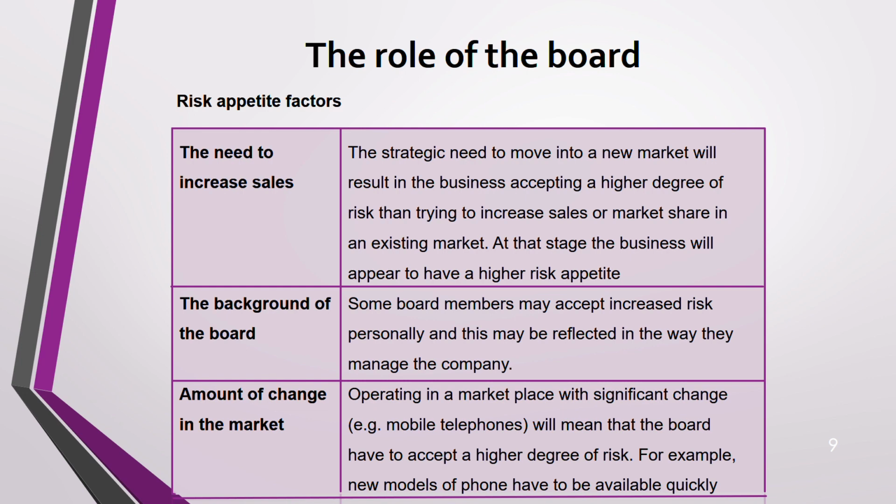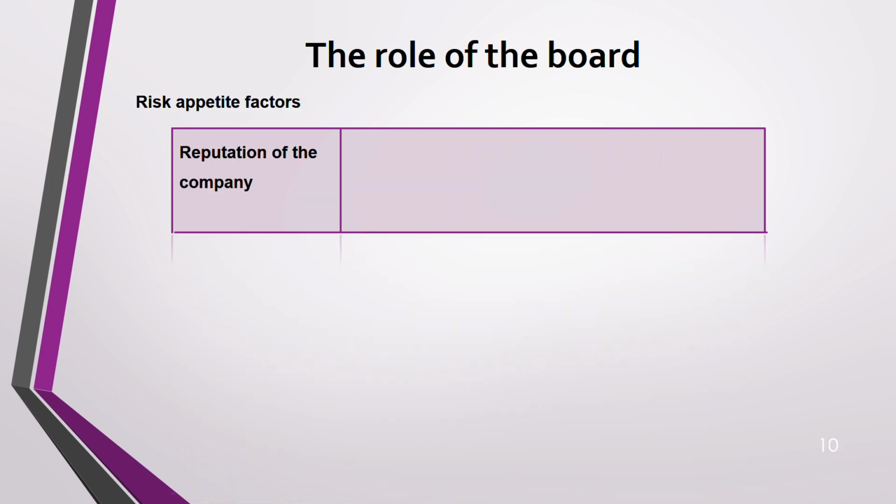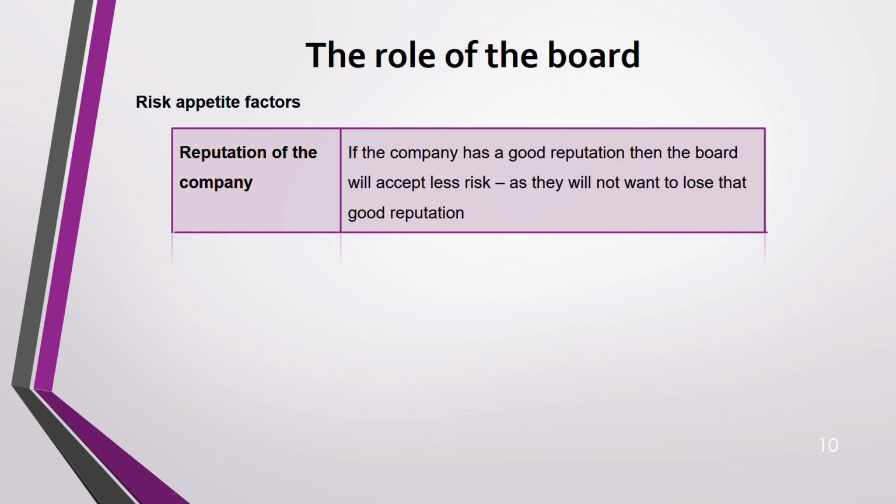Where significant change is required, you are dealing in a market with a higher degree of risk. For example, if new mobiles are available quickly, you are accepting a higher degree of risk. Reputation of the company: if it has a good reputation, the board will accept less risk, because they do not want to lose the good reputation.